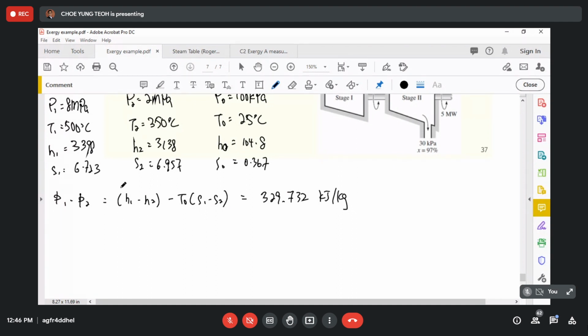Okay, and then exergy destroyed should be equal to this T0 S2 minus S1.